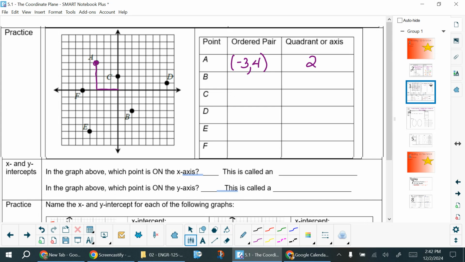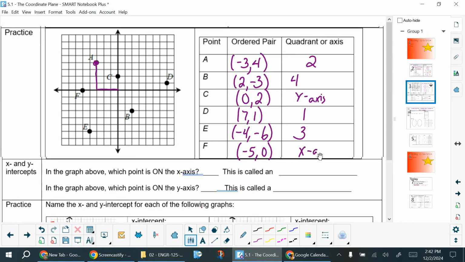Okay, so hopefully you tried those on your own. Point B is at the point 2, negative 3. That's in the fourth quadrant. Point C is at the coordinates 0, 2. That is on the y-axis. D is at the point 7, 1. That is the first quadrant. E is negative 4, negative 6. That is quadrant 3. And F is at the coordinates negative 5, 0, which is on the x-axis.